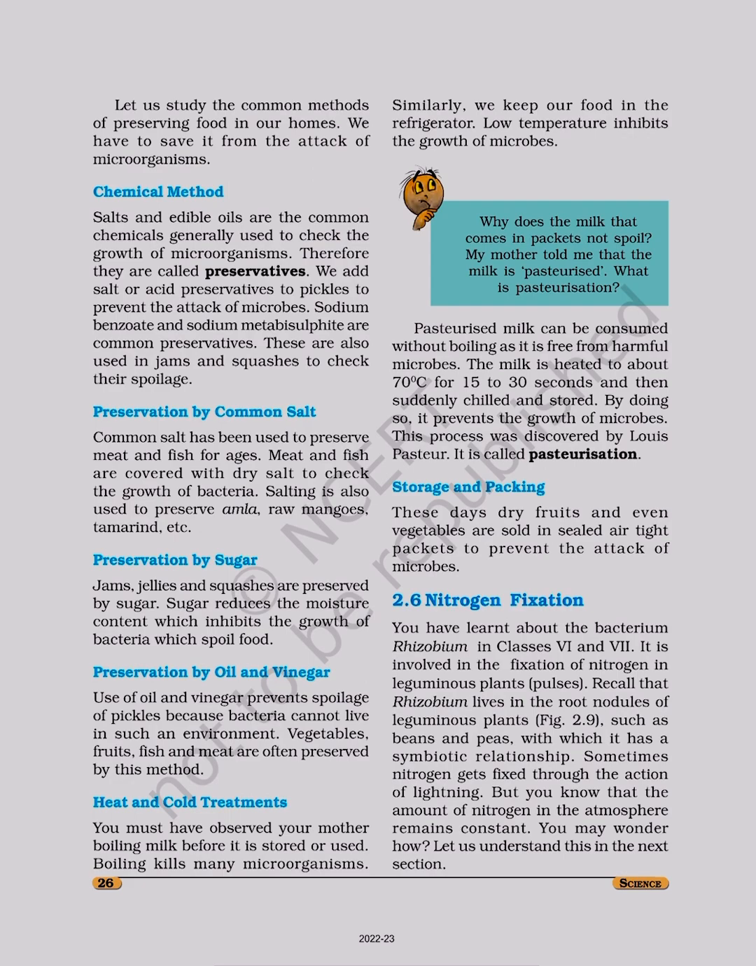Preservation by oil and vinegar. Use of oil and vinegar prevents spoilage of pickles because bacteria cannot live in such an environment. Vegetables, fruits, fish, and meat are often preserved by this method. Heat and cold treatments. You must have observed your mother boiling milk before it is stored or used. Boiling kills many microorganisms. Similarly, we keep our food in the refrigerator. Low temperature inhibits the growth of microbes.